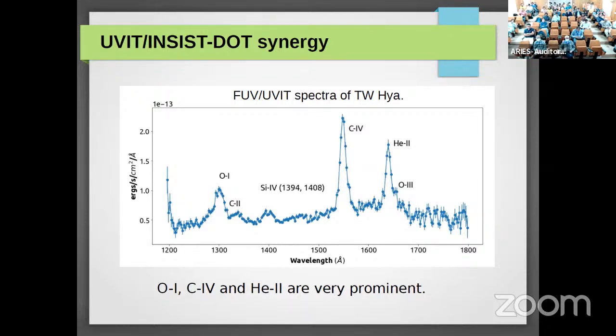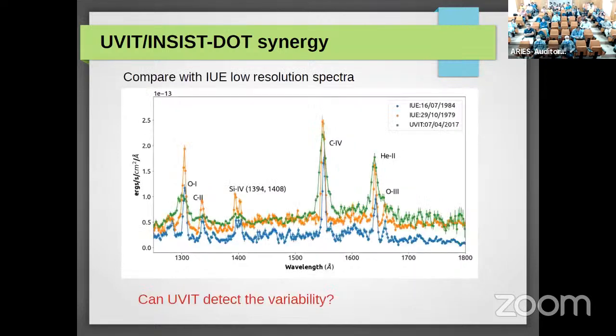Once you have this spectrum, you will obviously look at whether the spectrum is okay or not, how is the quality. So you compare it with the IUE spectra. In the IUE spectra, we found there are two epochs of observation. One epoch matches very well, while the other is slightly different, also in the continuum. So it looks like there is variability present in this target, which maybe comes from the variation in the accretion. So are we able to see the variation through UVIT?